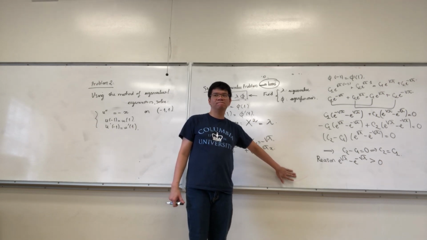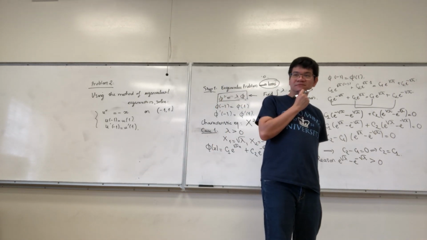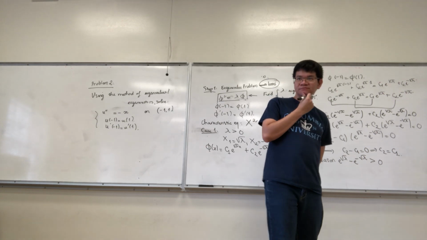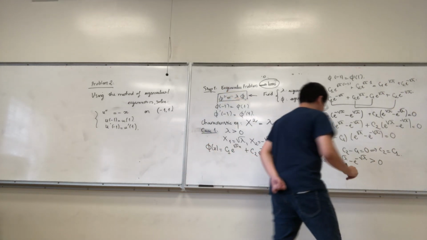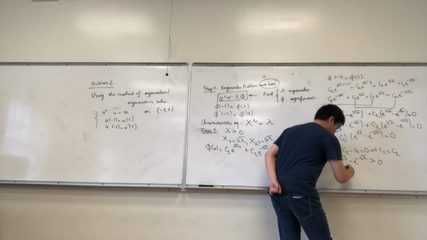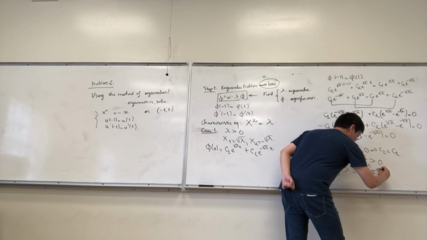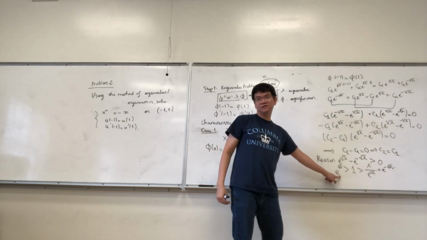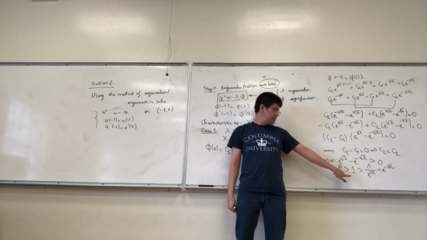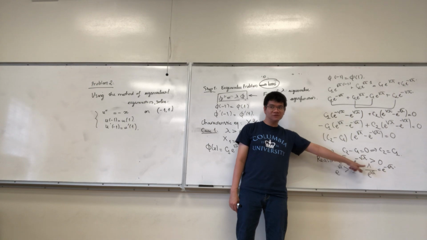Why? Because e to the square root of lambda is always greater than 1, and e to the negative square root is always less than 1. So e to the square root of lambda is always greater than 1, and this is greater than the inverse of itself. So you know that this guy is always greater than 1, and 1 is always greater than the inverse of something which is greater than 1.